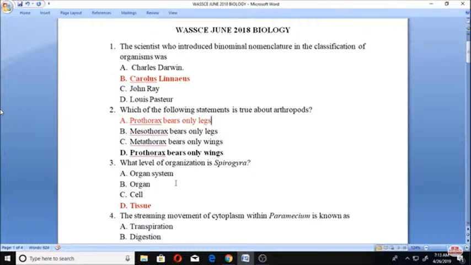You know the levels of organization. We have cell, after cell we have tissue, after tissue organ, then after organ we have system. So it depends on how developed the organism is, but Spirogyra falls on tissue. Now, Spirogyra belongs to the phylum known as Talophyta of the kingdom Plantae.